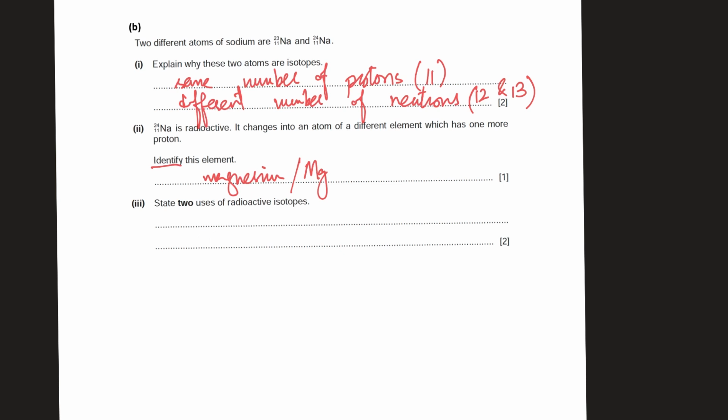State two uses of radioactive isotopes. One use is to produce energy, so energy production, or we could also use them to treat conditions like cancer. All right, so you could mention both of them.